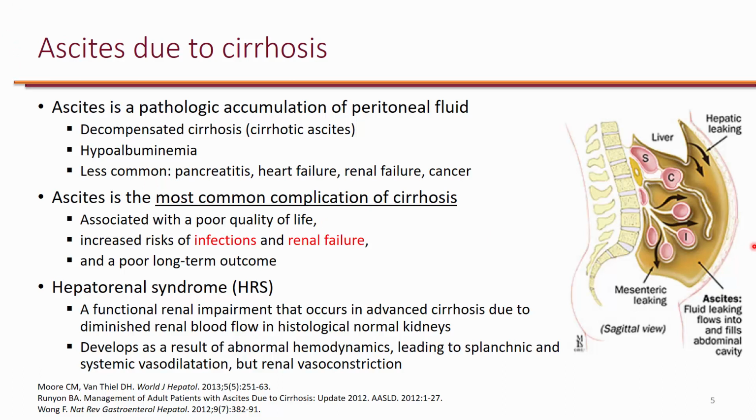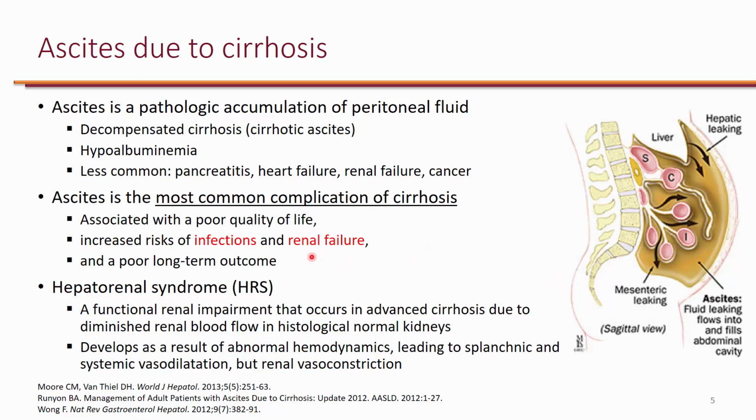Now, the complications of cirrhosis that are considered decompensations include variceal bleeding, ascites, and hepatic encephalopathy. And ascites is actually the most common complication when it comes to decompensated cirrhosis. This is one of the most common reasons for patients to end up in the hospital. Ascites is associated with poor quality of life, increased risk of infections, renal failure, and poor long-term outcomes.